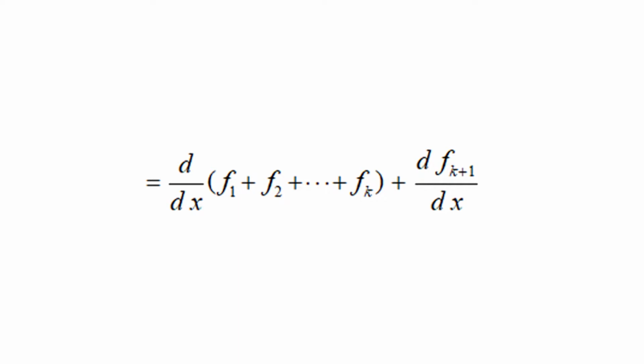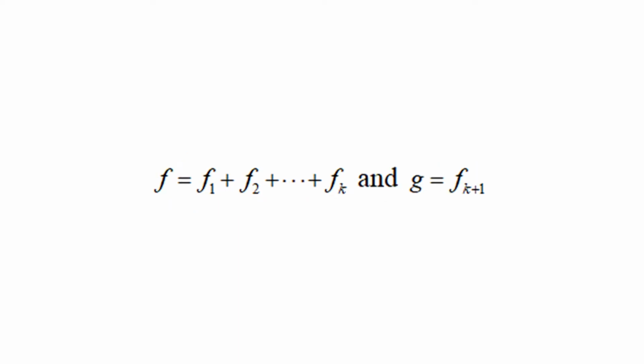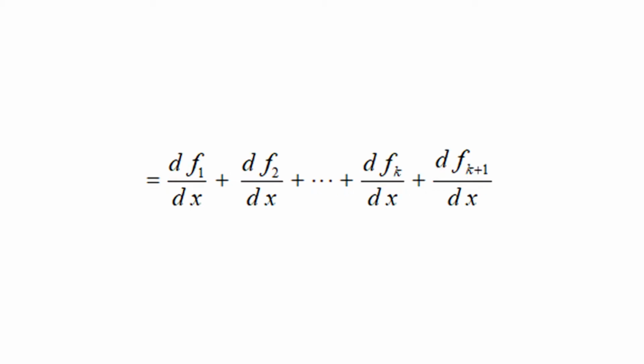By the sum rule with f equal to f1 plus f2 plus etc. plus fk and g equal to f(k+1), which is equal to df1/dx plus df2/dx plus etc. plus dfk/dx plus df(k+1)/dx. With these steps verified, the mathematical induction principle now guarantees the sum rule for every integer n greater than or equal to 2.